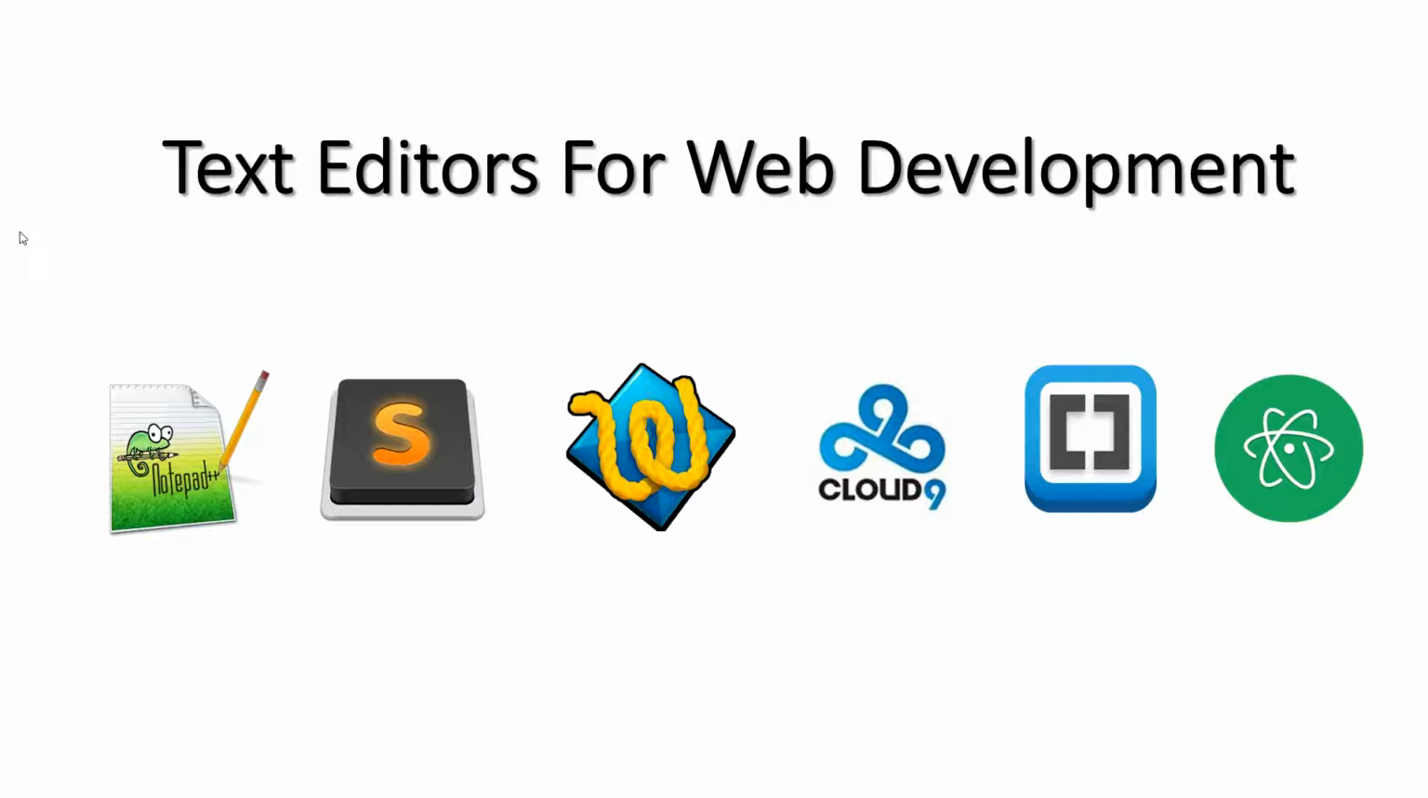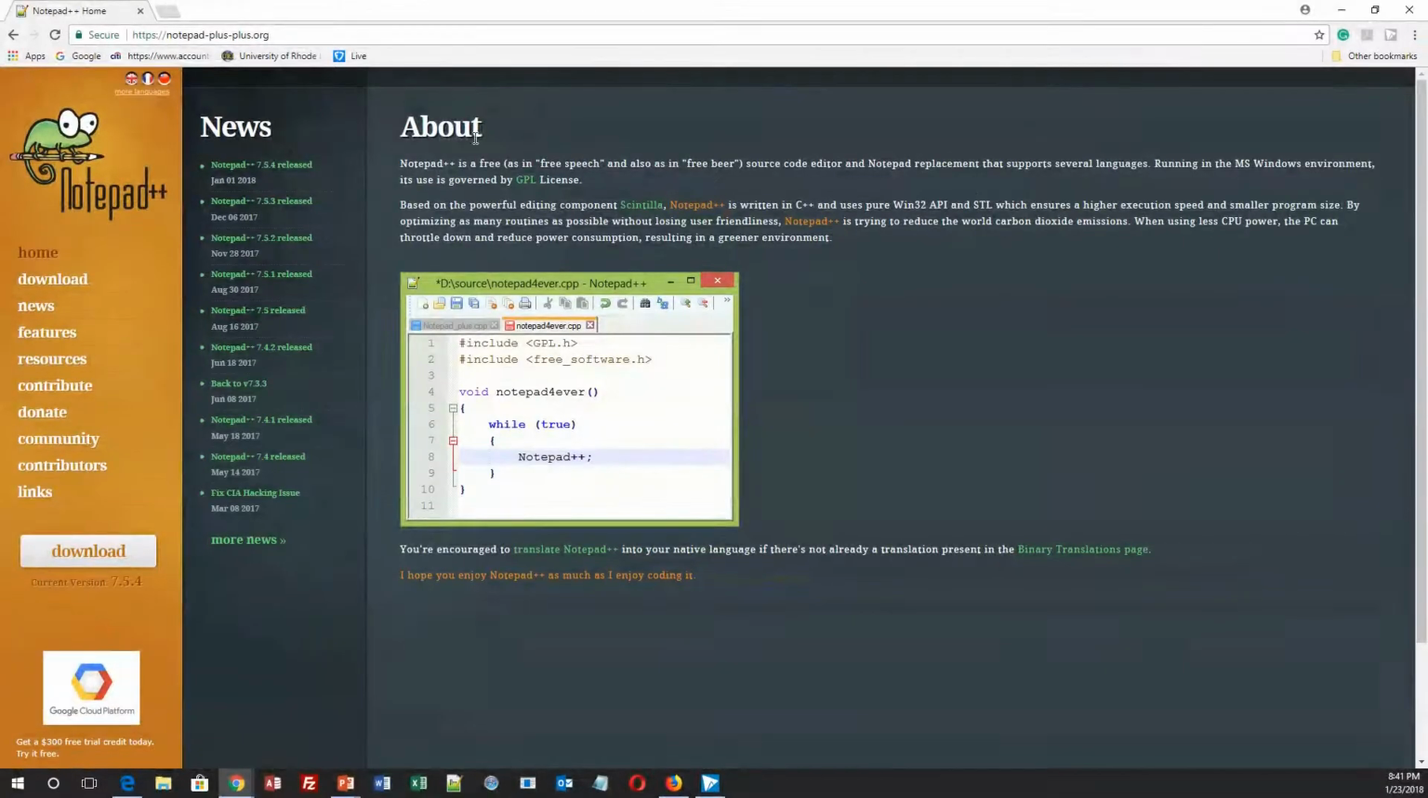And by the end, I will tell you what my recommendation is as far as choosing a text editor. So here we have an example of Notepad++. If you would like to download it, all you have to do is go to notepad-plus-plus.org, and you will be able to download the most updated Notepad++.